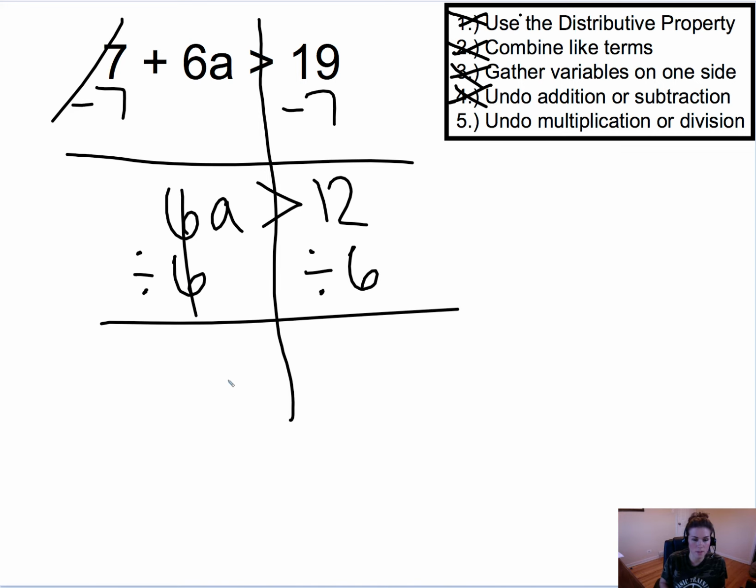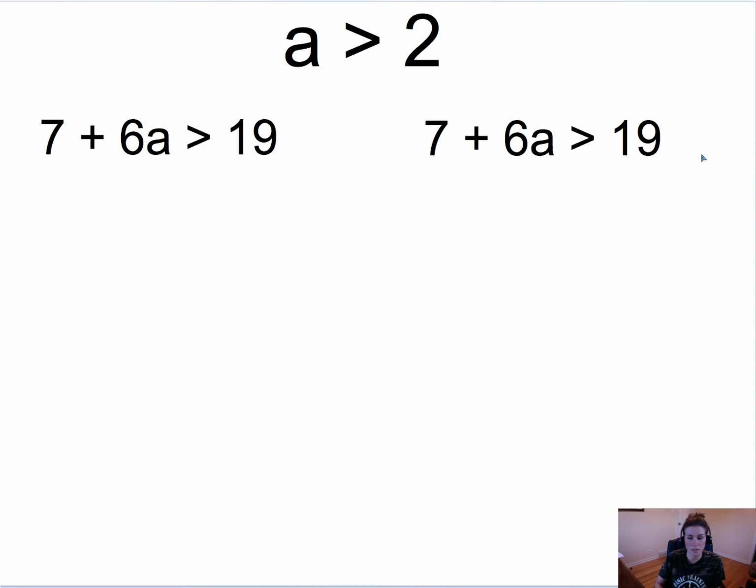The 6's cancel. We bring down the a, and then before you bring down your inequality, ask yourself, did we multiply or divide? Yes. Did we multiply or divide both sides by a negative number? No. So the inequality sign stays the same, and then 12 divided by 6 is 2. Now, just like before, you've got to check the answer and check the inequality. So, we think that the answer is a is greater than 2.